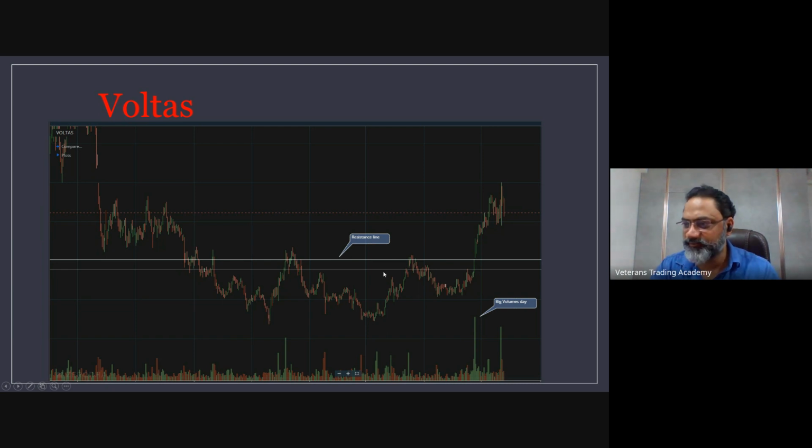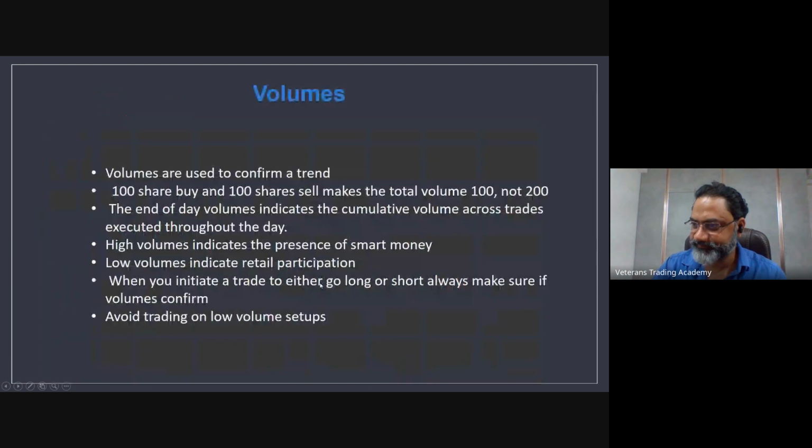So this is how technical analysis works, where we try to combine other patterns, a confluence of patterns, and find out which side the market can move, or the probability of moving towards one side increases. So volumes are used to confirm a trend. As I covered, a 100 share buy and a 100 share sell make a volume of 100 and not 200. The end of day volume indicates the cumulative volume across trades executed throughout the day. So the bar which you are seeing shows the end of day volume of the whole day. High volume indicates the presence of smart money, and low volume indicates retail participation.